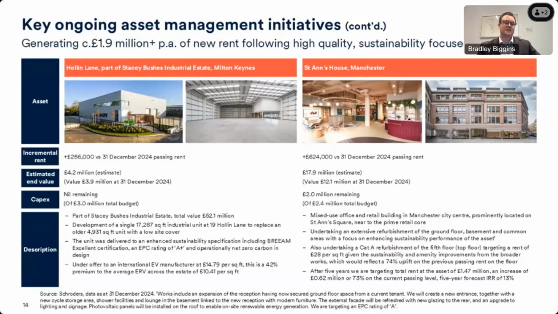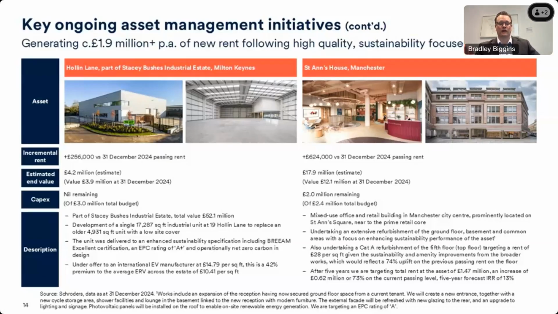So it's interesting. It's similar to that 39% that we saw at Stanley Green, but it just shows if you do have that quality space, you can get higher rents. And not only are we getting higher rents, but you're also getting stronger tenants. So this EV manufacturer is a great tenant covenant. At Stanley Green, we've got Siemens in one of the units, for example. So, global conglomerate.